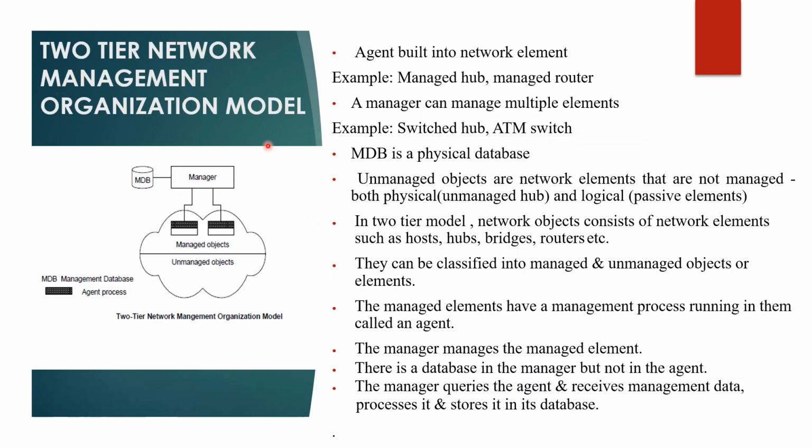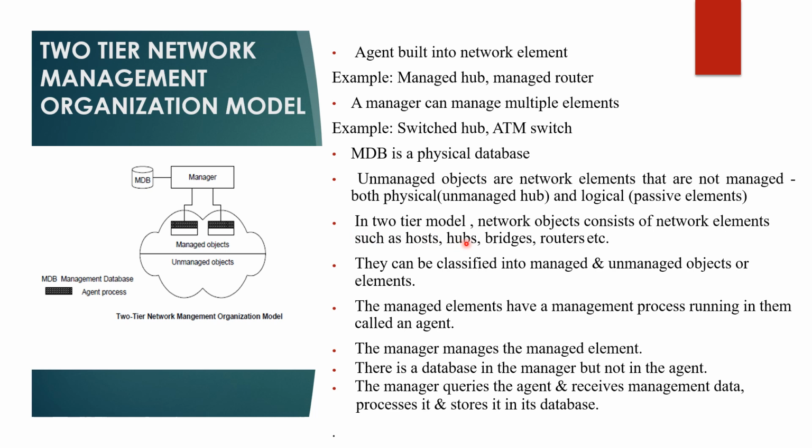Now let's see the two-tier network management organization model. So here we can see the diagram. Here the agent is built into the network element, for example managed hub, managed router. A manager can manage multiple elements, for example switched hub, ATM switch. MDB, that is management database, is a physical database. Unmanaged objects are network elements that are not managed, both physical and logical.